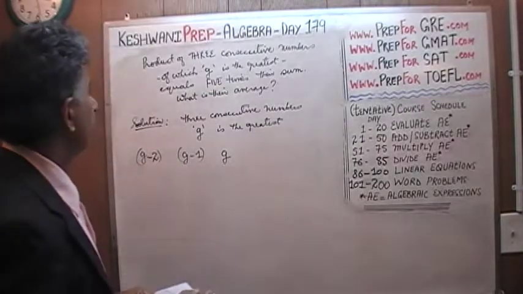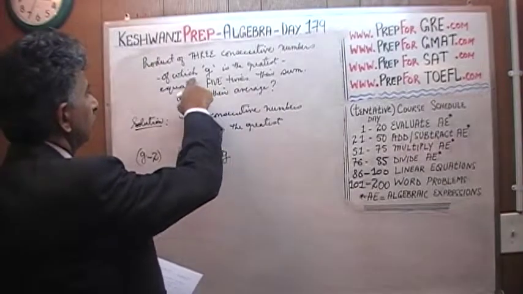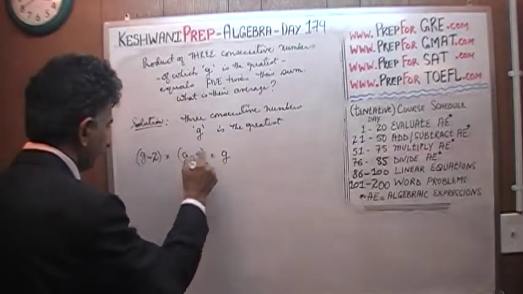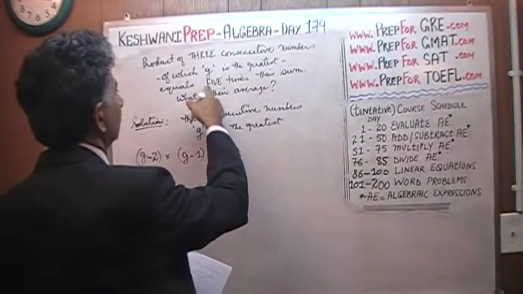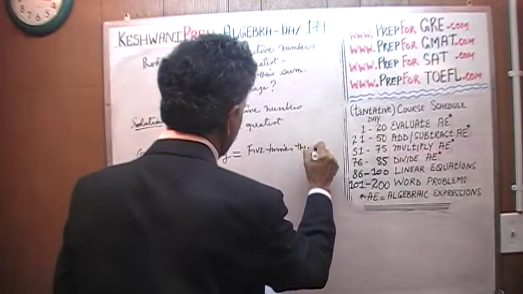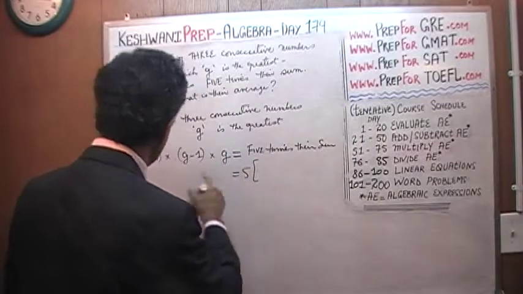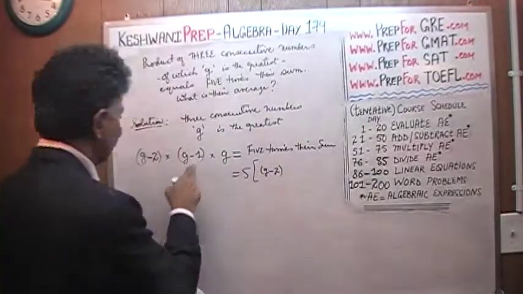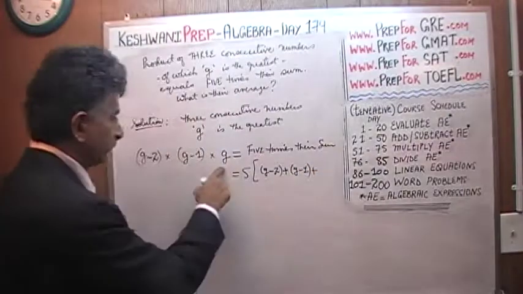What do we know? We know that the product of these three numbers, G minus 2, G minus 1, and G, equals 5 times their sum. So let's find out. Their sum is going to be, the very first one is G minus 2, the next one is G minus 1, and the biggest one, the greatest one, is G.